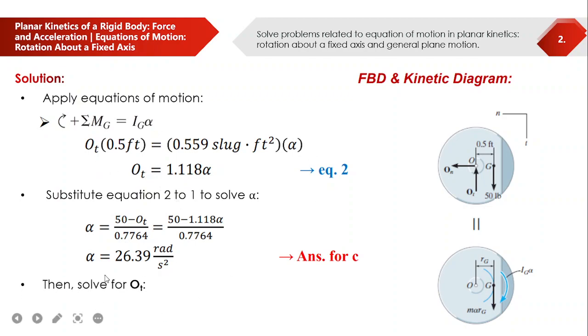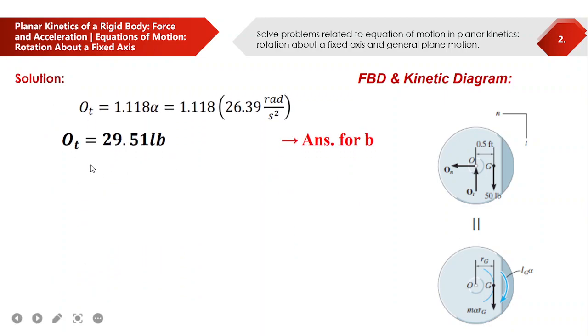So since we already have our angular velocity, we can solve for our O sub t using equation 2. Solving for our O sub t, the tangential component of the reaction, is equal to 1.118 alpha, which is 1.118 times 26.39 rad per second squared, which is our alpha. Therefore, our O sub t, or our tangential component of the reaction, is equal to 29.51.